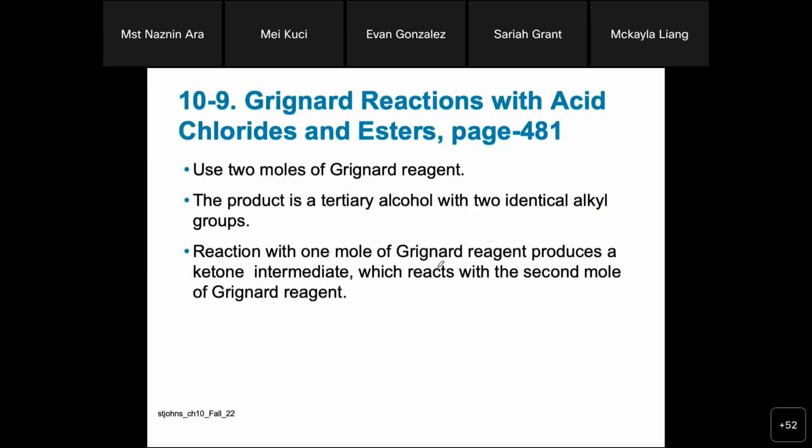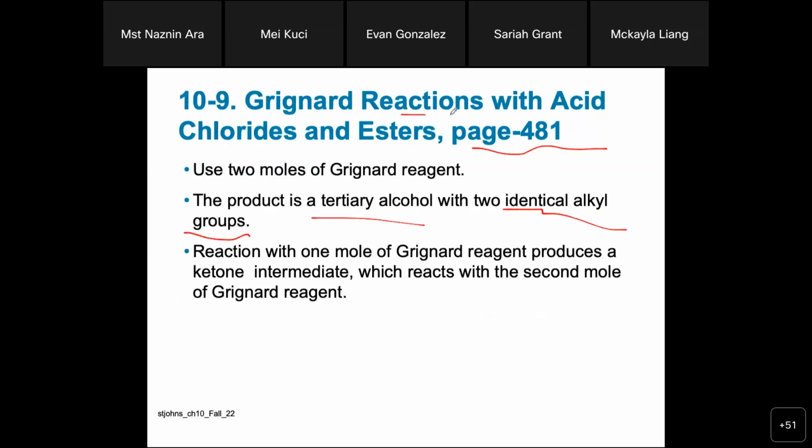Grignard reaction with acid chlorides and esters. Use 2 moles of Grignard reagent. The product is a tertiary alcohol with 2 identical alkyl groups.